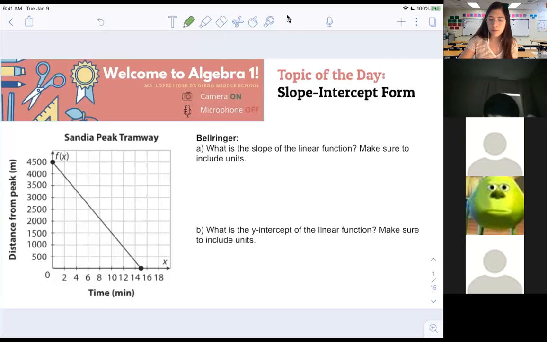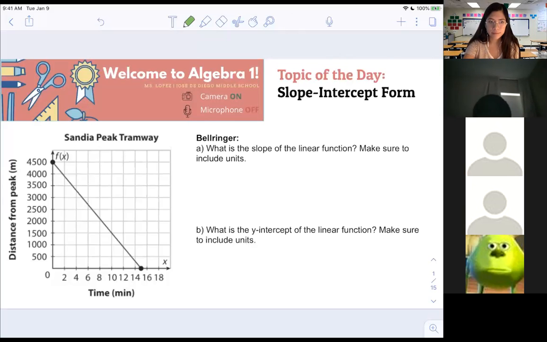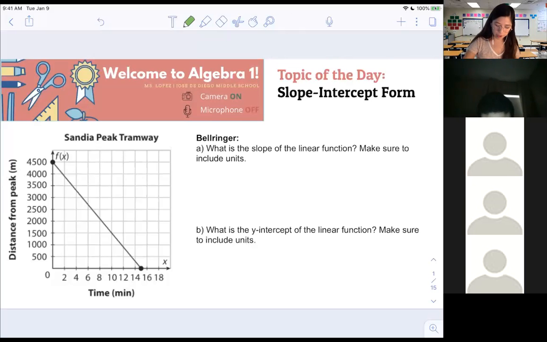To figure out the slope of this graph, what do I need to do? You need to find the constant rate of change. So we've learned a couple of strategies to do this. Can anyone remind me what's one of the two strategies I can use? Rise over run.